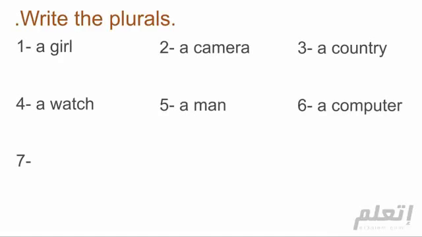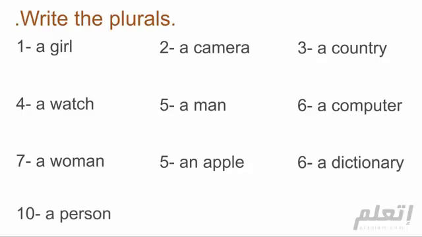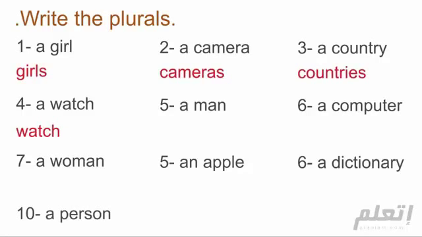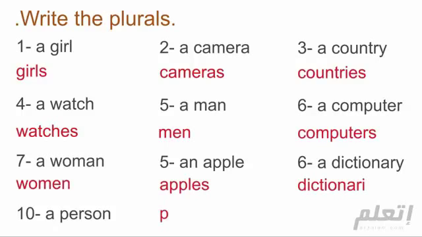Now, so after talking about plural and singular, now it is time for a very simple exercise. Guess what? You're going to turn these words into plural forms. Let's have a look. So, we have these words here: a girl, a camera, a country, a watch, a man, a computer, a woman, an apple, a dictionary, a person. Now you can pause the video and turn these words into the plural form. Enjoy your time. Now let's answer together.